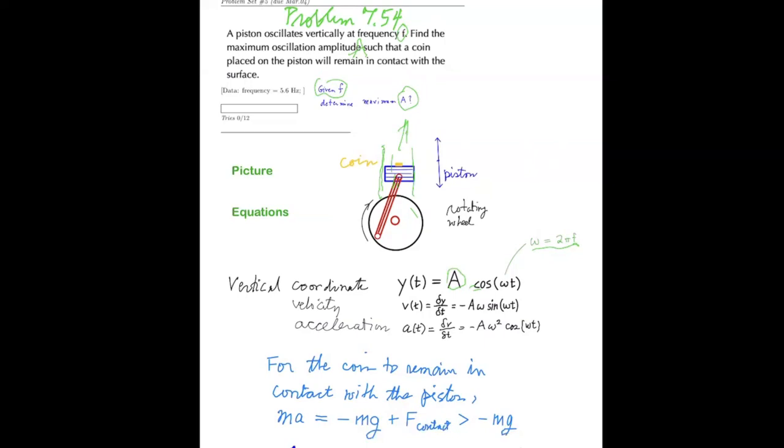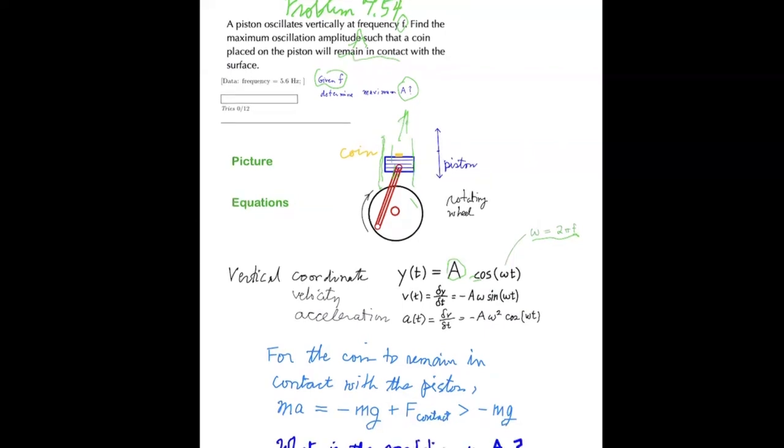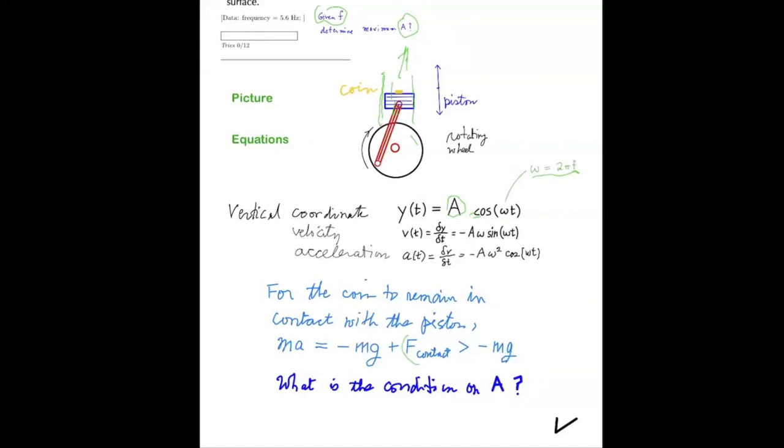Well, we don't want that. We want it to remain in contact with the surface. So that means there has to be a contact force between the piston and the coin. So for the coin to remain in contact with the piston, there must be a contact force. And when is the coin going to fly off? Well, it's going to fly off when the piston is at its maximum amplitude. If it's going to come off the surface, that's where it'll come off the surface. So we'll analyze it when it's at maximum amplitude.